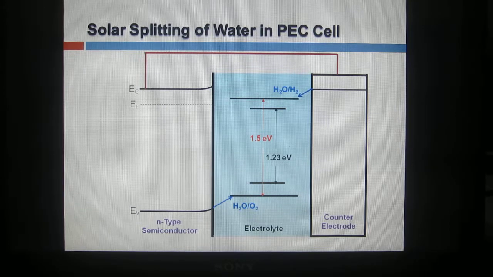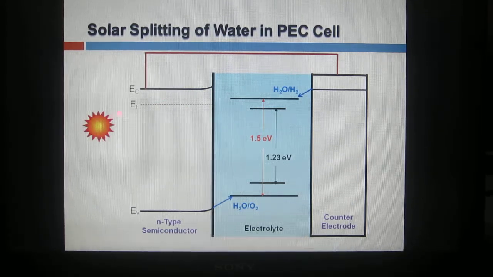Here one side is the n-type semiconductor and the other side is a metallic counter electrode. When this semiconductor is illuminated with solar radiation having energy greater than the band gap energy of the semiconductor, it will form an electron-hole pair. These electrons and holes will move in the favorable direction and participate in the redox chemical reaction to split water into hydrogen and oxygen.